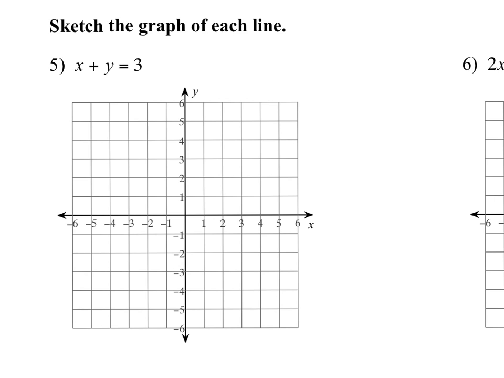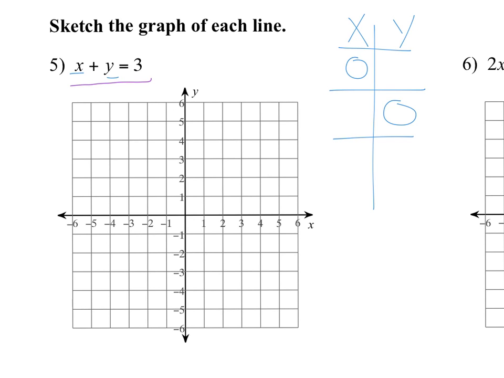Here we've got to sketch the graph of the line. We can do this one of two ways. The easiest way for us to do this is to make a table, and what we're going to do is plug in 0 for x, see what y is, and plug in 0 for y, and see what x is. This is the easiest method for this because this is in what we call standard form. The x and the y are on the same side.